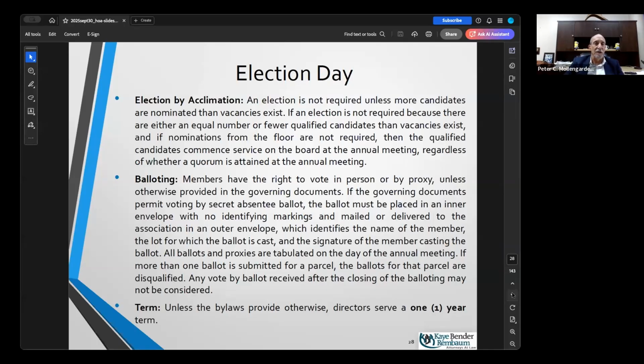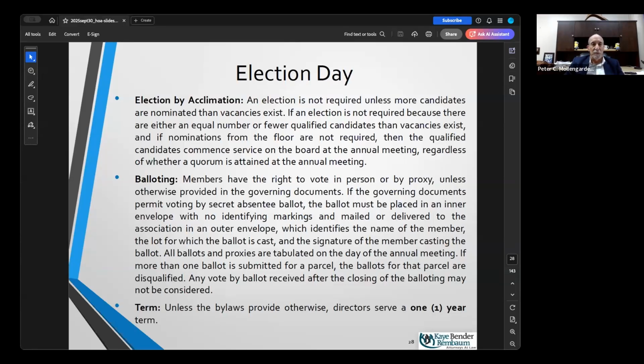Huge distinction here between HOAs and condos. Just to throw this out for a second. In condominiums, you cannot vote by proxy in an election. Okay, it's prohibited. All voting is done by balloting. In an HOA, though, again, we're back to your bylaws. So persons are allowed to vote in an election in person or by proxy unless your governing documents have a procedure where there is no proxy voting.